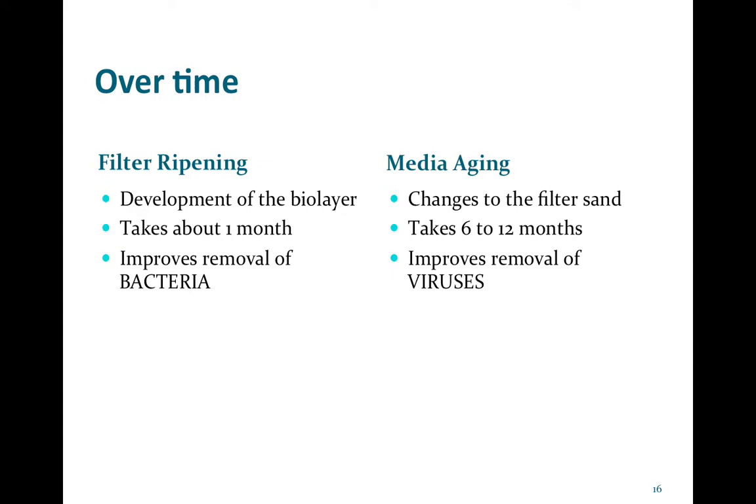There are two main processes that occur over time to help improve filter functioning. The first is usually referred to as filter ripening. This refers to the development of the biolayer. This takes a few weeks to about a month to fully develop. This allows the filter to remove bacteria and protozoa.